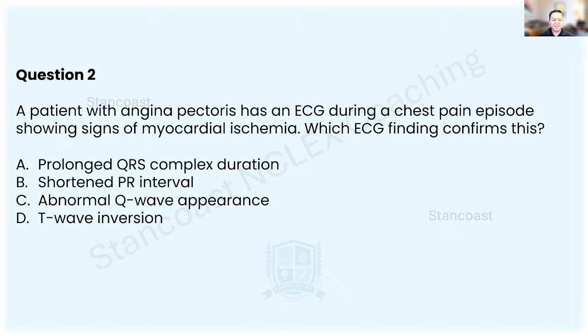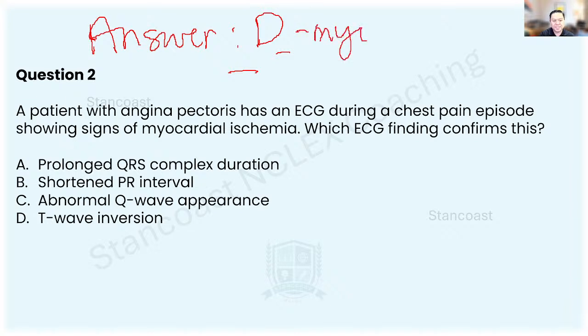All right, let's take a look at the correct answer here. What is the answer for number 2? All right, the correct answer here is, drum roll please. The correct answer is letter D. The T wave inversion in the EKG is indicative of what? Myocardial ischemia.